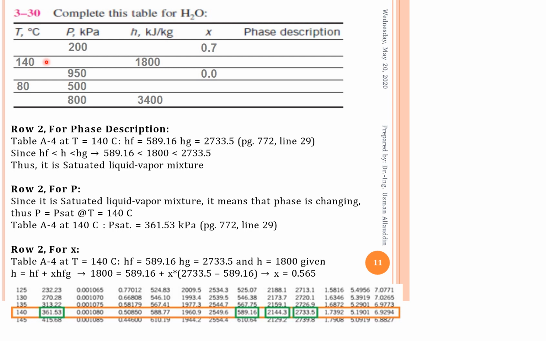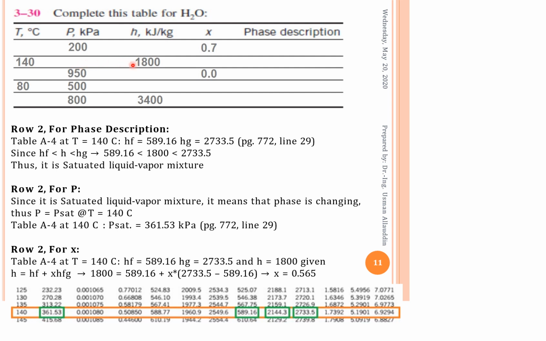So in row 2, the temperature is given to us. We need to find the value of quality and phase description as well as pressure, while enthalpy is given to us. As temperature is given to us, we will be looking into table A4, which is the temperature table. You can go forward and see table A4, while here I just have a small screenshot. At 140 degrees Celsius, the pressure is 361.53. So we can write 361.53 here.